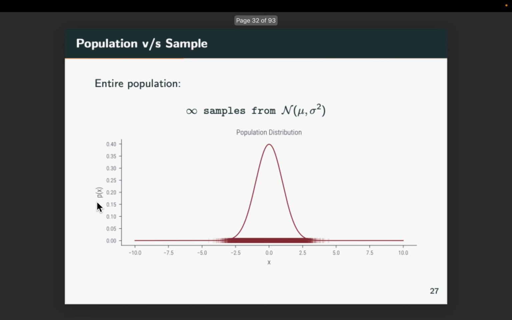Let's assume that the population is an infinite number of samples from a normal distribution with the same normal distribution. Now, we will never have infinite samples, but let's assume that this is as close as you get to infinity. These are the infinite samples that I have drawn from this distribution. This is the entire population.